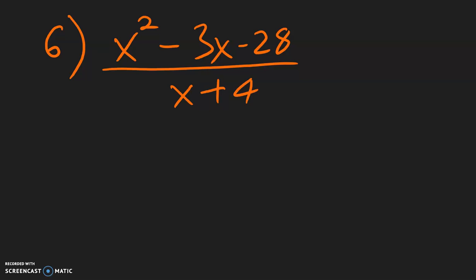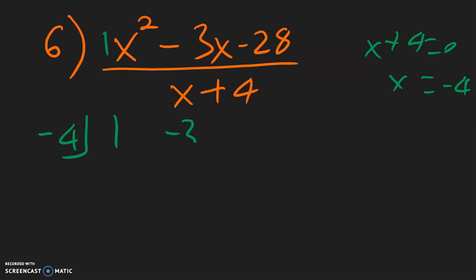Okay, for this problem, we want to set the bottom equal to 0, so x plus 4 is equal to 0, which means that x is equal to negative 4. So we can set up our division. So negative 4 over here, so here that's a 1, so 1, negative 3, negative 28.